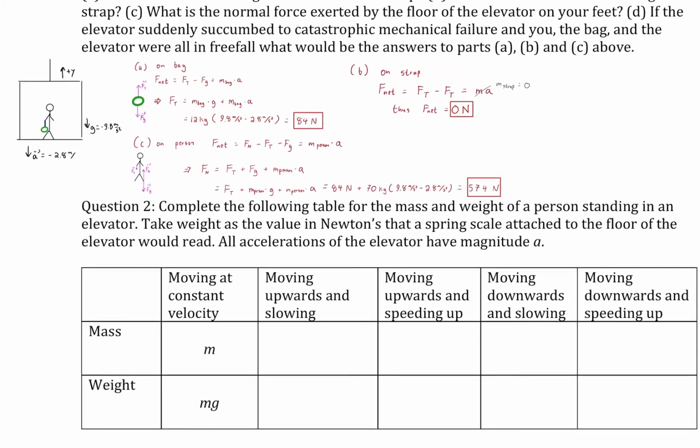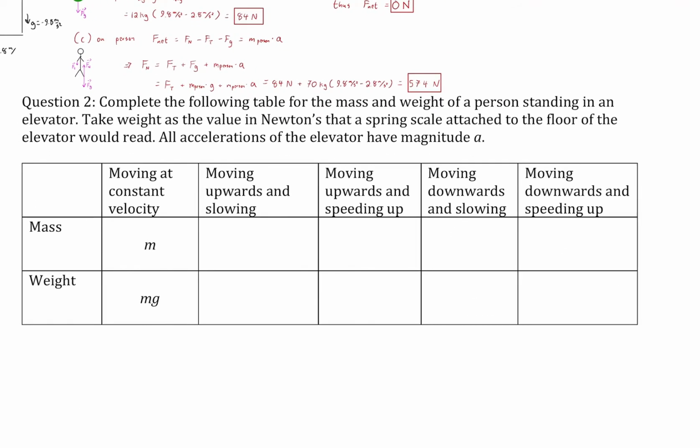All right, let's do a quick concept question here. Let's consider the different cases of elevators, because it's easy to mix it up and think about when accelerations are positive and negative for elevators. It's a common type of problem, so I want to summarize it here. We're just going to complete this table of mass and weight for elevators moving at constant velocity, moving upwards and speeding up, moving upwards and slowing down, moving downwards and slowing down, and moving downwards and speeding up. Those are our 5 cases.